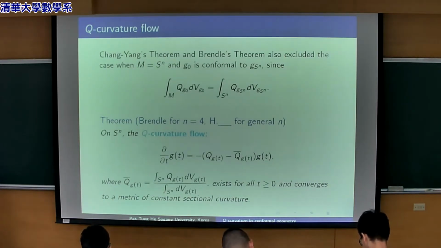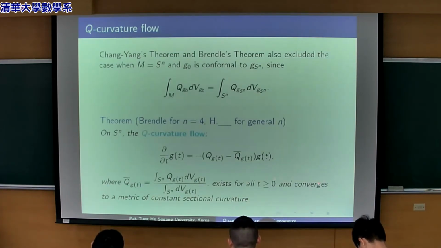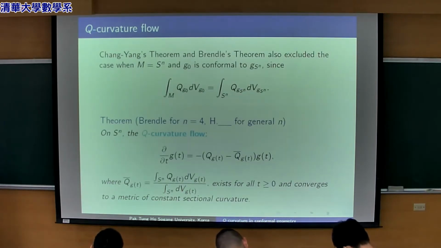So I consider the Q curvature flow on the sphere. I can prove that the flow has long time existence, and we also have convergence. And the convergence is much stronger: it doesn't just converge to a constant Q-curvature metric, but to a constant sectional curvature metric. This is something much stronger than the previous one. So therefore this answers question one, for the sphere.